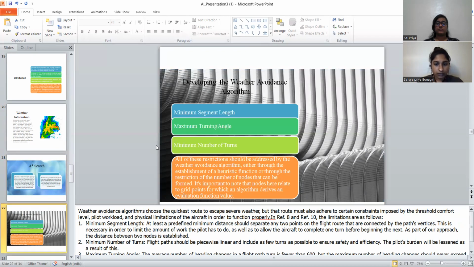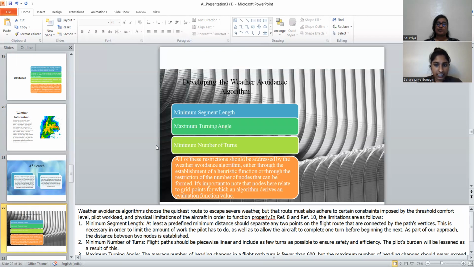So for developing a weather avoidance algorithm, we need to follow some steps. Weather avoidance algorithms choose the quickest way to get out of bad weather, but the way must also meet certain rules set by the threshold level of comfort, the amount of work the pilots have to do, and the physical limitations of the plane, as mentioned in some of the references.